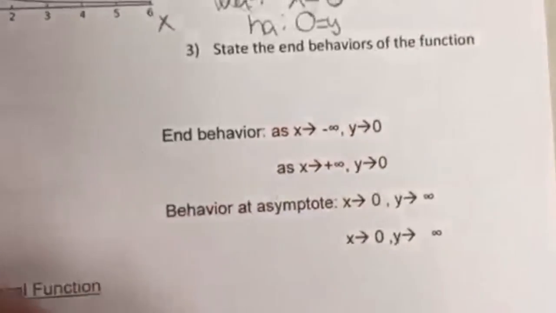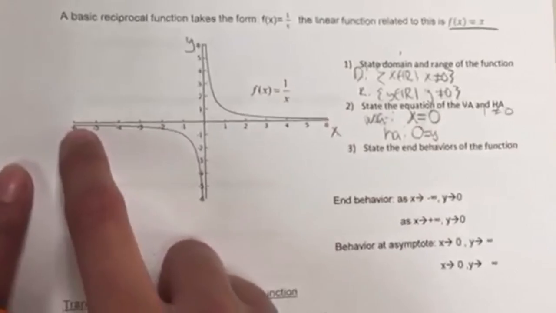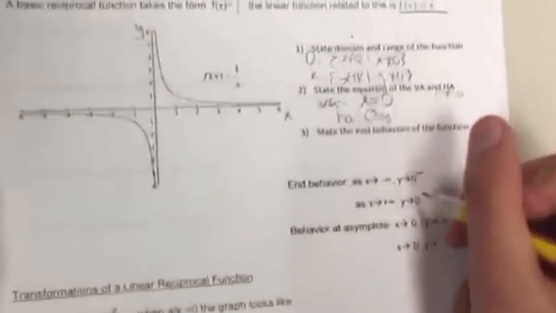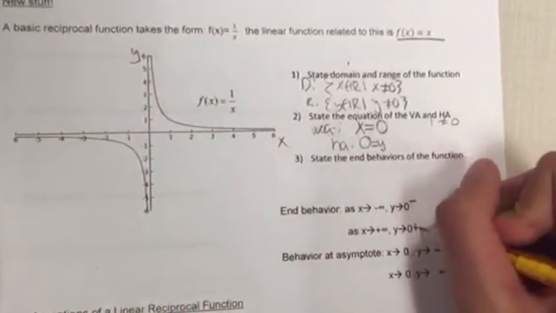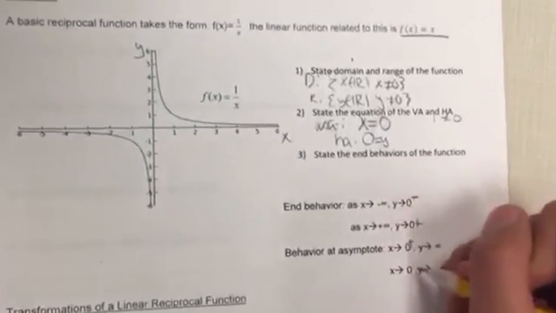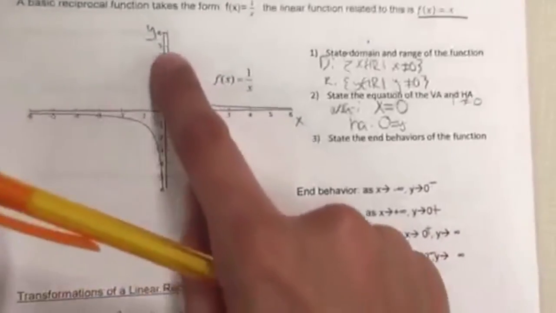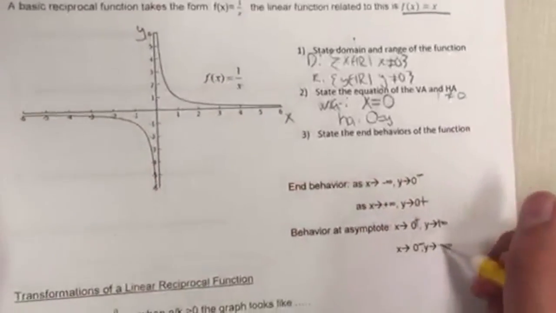Okay, so now state the end behaviors of the function. End behavior: as x goes to negative infinity, y goes to the horizontal asymptote from below, or goes to 0 from below, and as x approaches positive infinity, it goes above the asymptote. Now the behavior at the asymptote. When x goes to 0 from above, it's going to be right here, and it's going to go to positive infinity. And if it goes from below, it's going to be negative infinity.